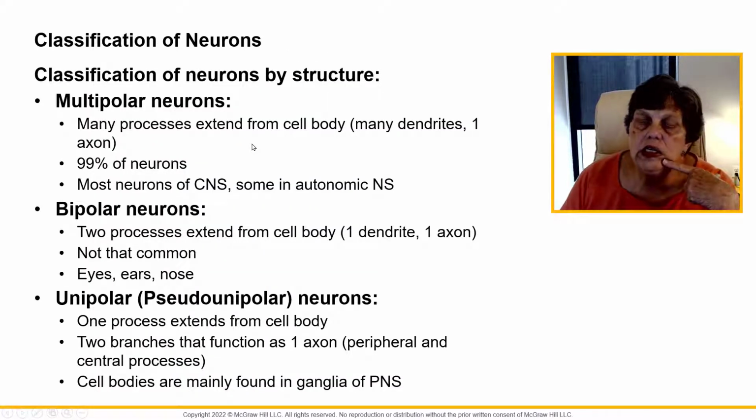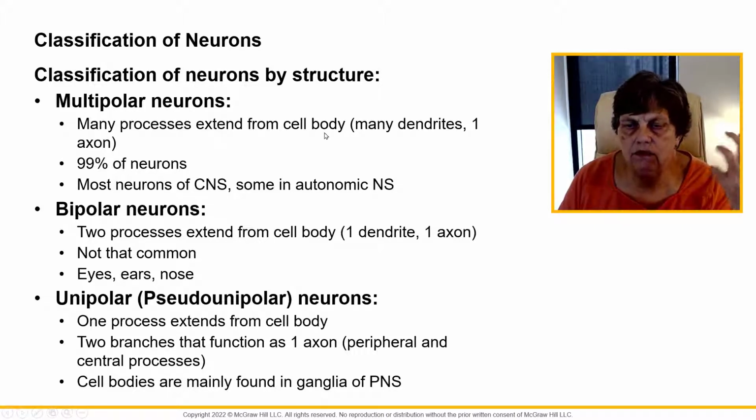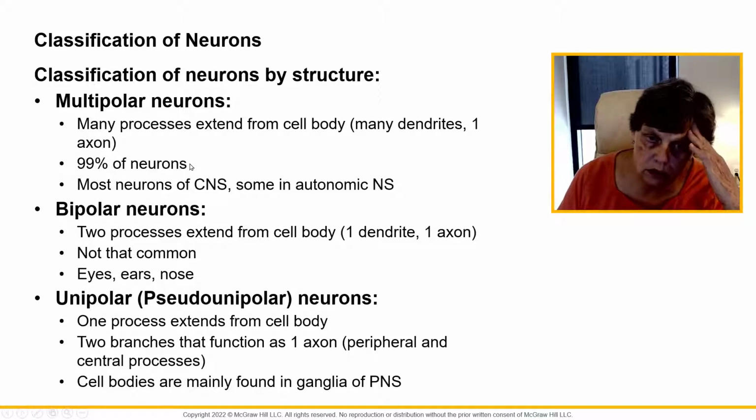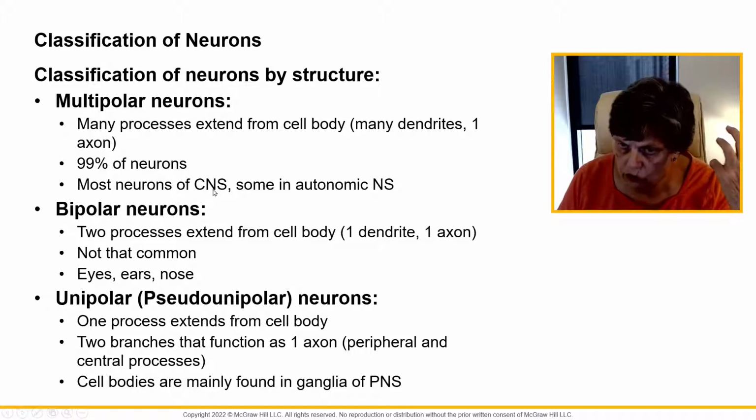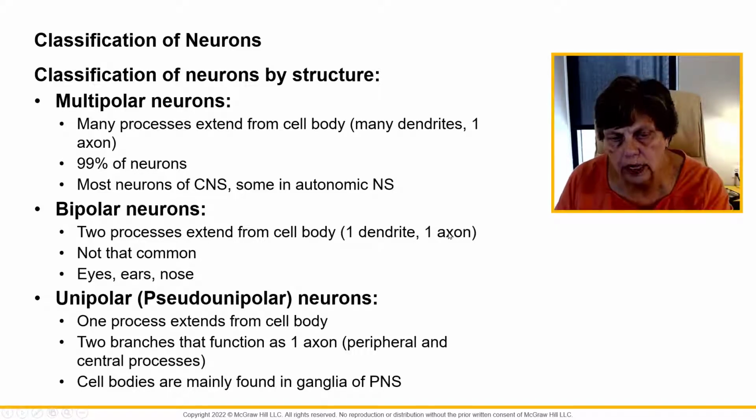Now we classify neurons by their structure, and it's just how many processes they have. A multipolar neuron is going to have a lot of processes extending from the cell body. So you've got many, many dendrites and one axon. This is most of the neurons. Most of the neurons in the central nervous system, some of them in the autonomic nervous system, a large percentage of the neurons are this. Then you have the bipolar neurons. They have two processes from the cell body. So you got one dendrite, one axon. Not that common. This is your senses.